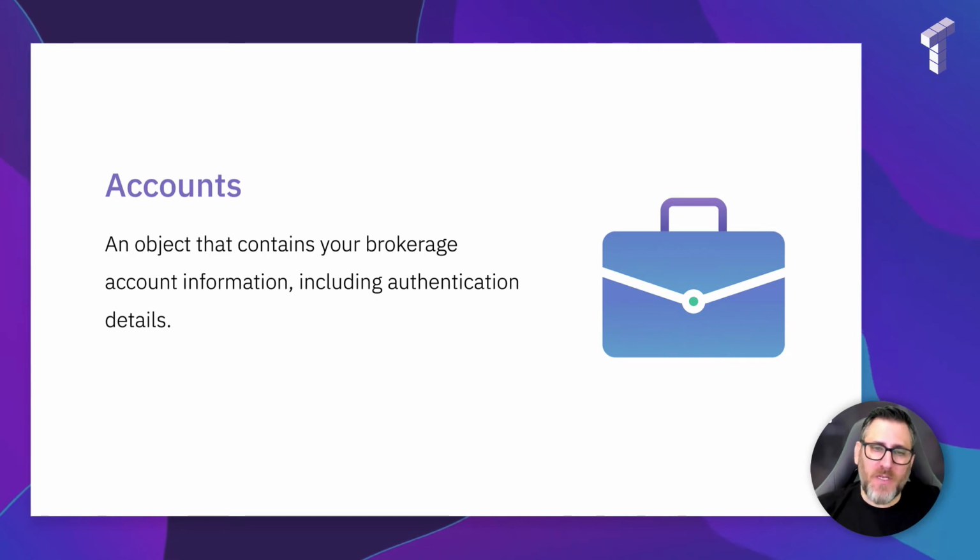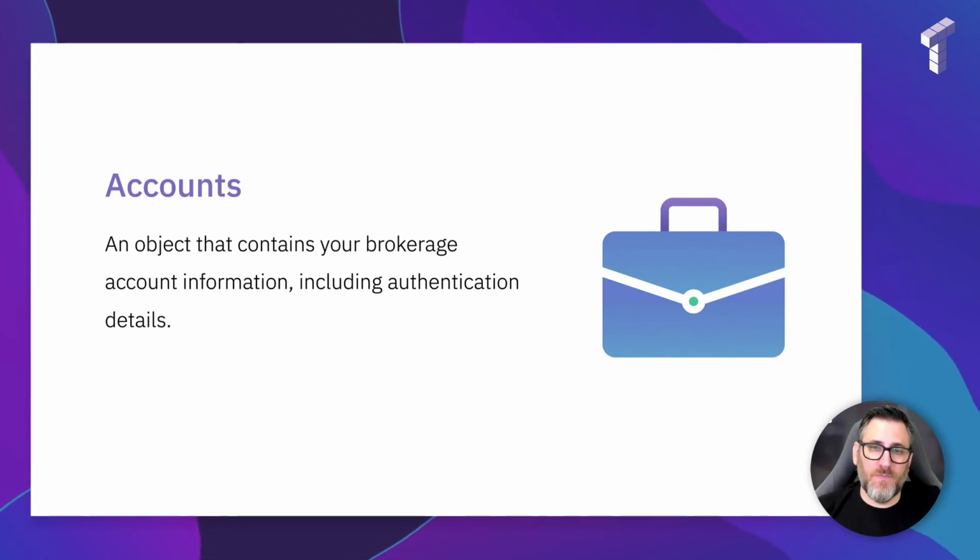The last object, probably the simplest one, is the accounts. This is the object that contains your brokerage account information, including authentication details like your token or API key. And it holds all the information that you need about your account, meaning your positions, your trades, your margin levels, your balance, your portfolios, everything related to your account is in this object.